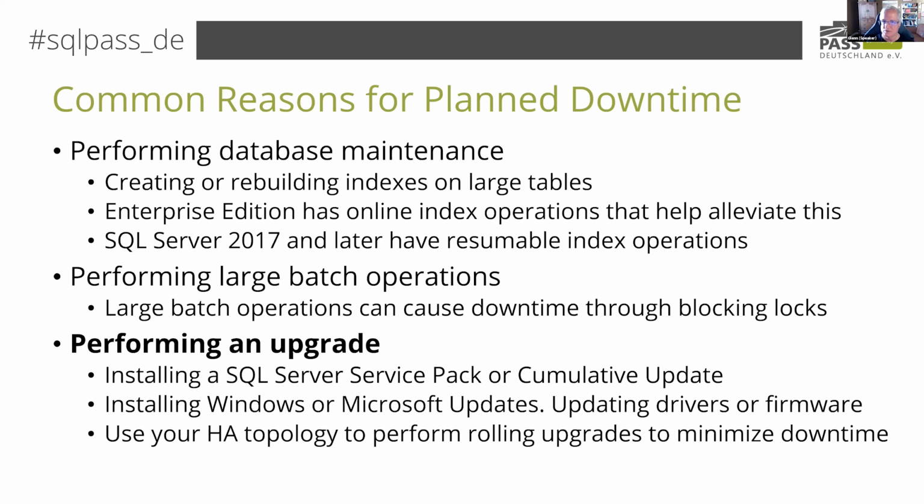But probably the most common reason you have planned downtime is doing some sort of an upgrade. So installing a SQL Server Service Pack or cumulative update, or installing Windows updates or firmware updates or a BIOS update, things like that on your servers can cause you to take a planned outage, a maintenance window. And one thing you can do to minimize your downtime is have some sort of HA topology in place. So you can do what's called a rolling upgrade. For example, if you're doing an availability group, you can patch one replica and then fail over and patch another replica. And then you're only down for the failover time. If you had a standalone server and have to bounce it, you'll be down for several minutes or longer depending on the server.